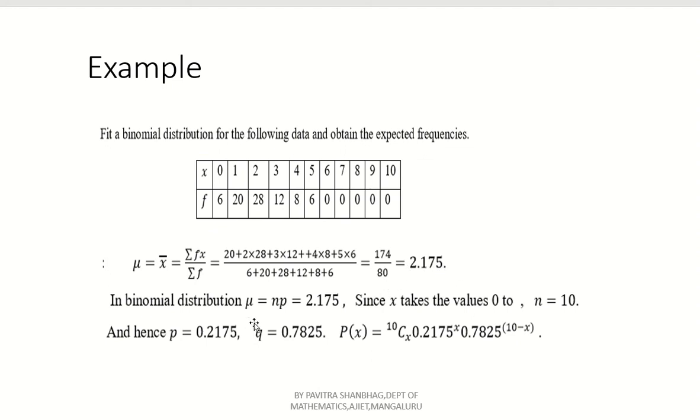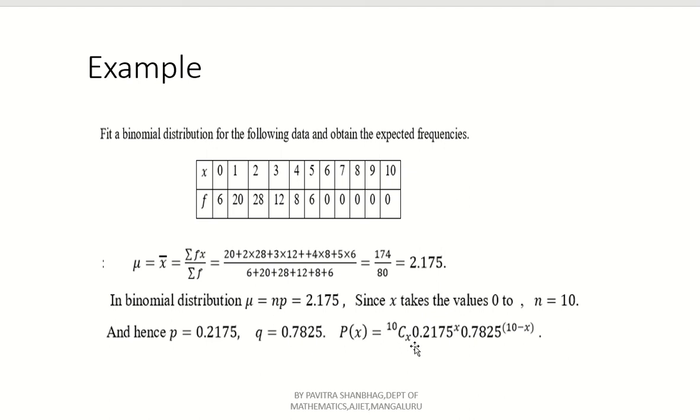So what is mu? Mu equal to NP. NP equal to 2.175. Now, x takes the value 0, right? And N equal to total 10. So what is P? We know here NP equal to 2.175. N is a known quantity, 10. So 10P equal to 2.175. So P is 0.2175. And what is Q? 1 minus P, that is 0.7825.